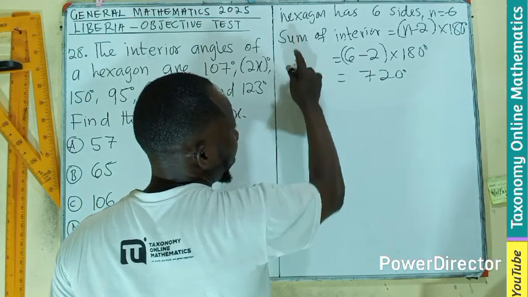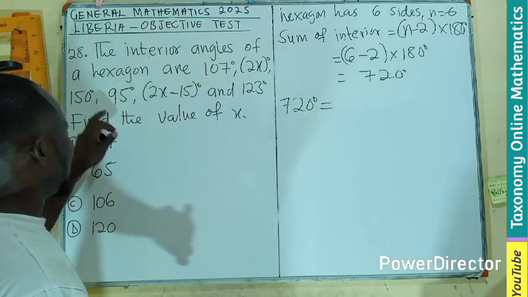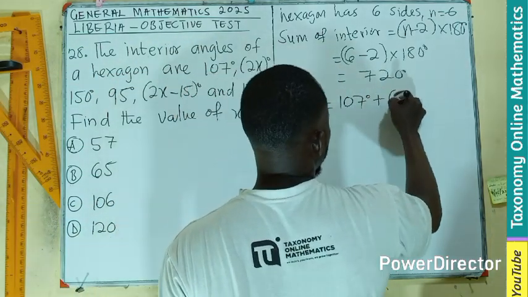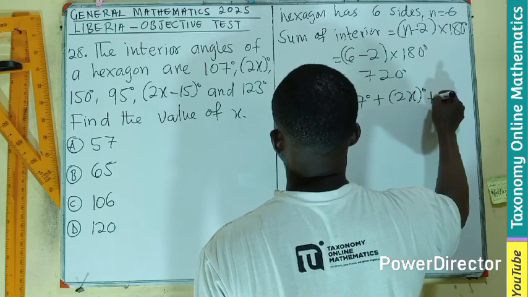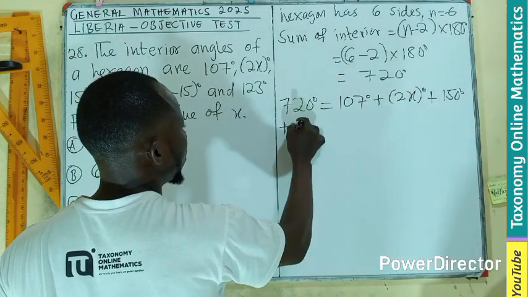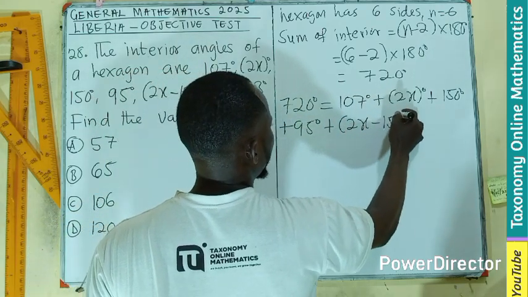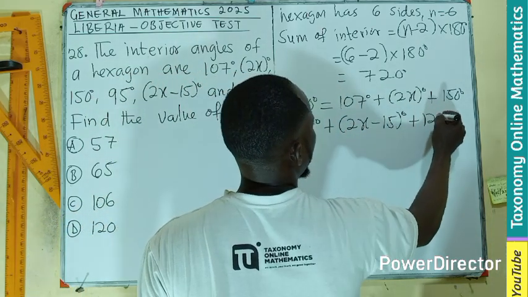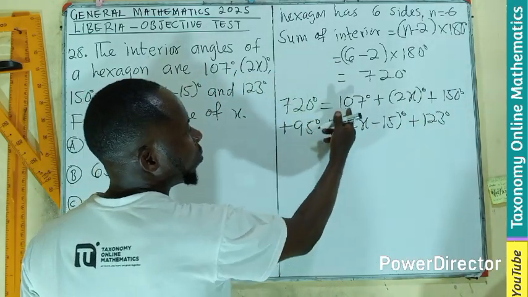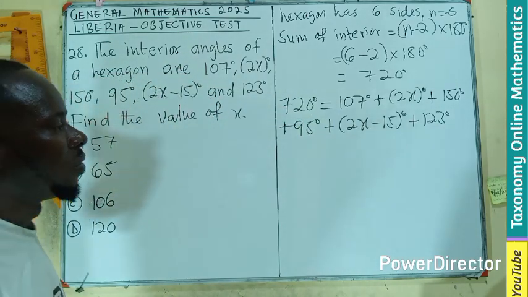So this sum, as we are having 720, is the same as the addition of all of them: 107, 2x, 150, 95, 2x minus 15, 123. This is 1, 2, 3, 4, 5, 6. That's what? Hexagon. All right.